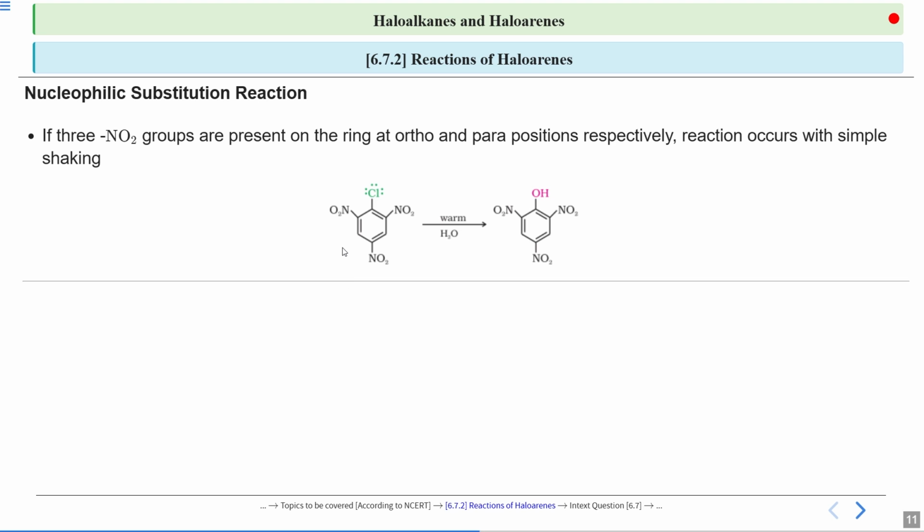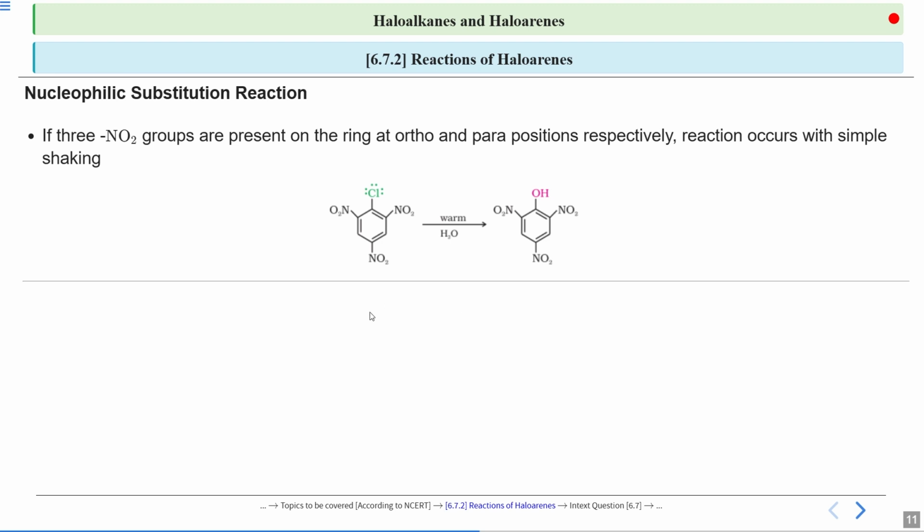So, if you take this compound where you have three electron withdrawing groups present at the ortho and para positions, then you just have to do this reaction in water and warm it. Just by shaking it, you will get your desired product after the removal of chlorine, after the breaking of the carbon-chlorine bond, which was initially very strong, right? But due to the presence of three NO2 groups, that means three electron withdrawing groups, the reactivity of this reactant is increased. That reaction occurs only with simple shaking, okay, and you will get your desired product.